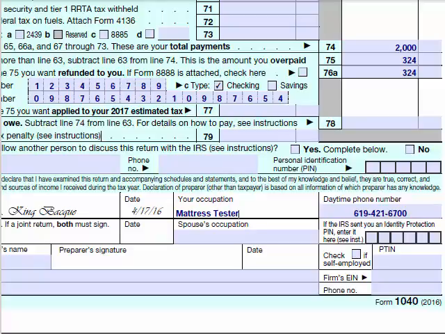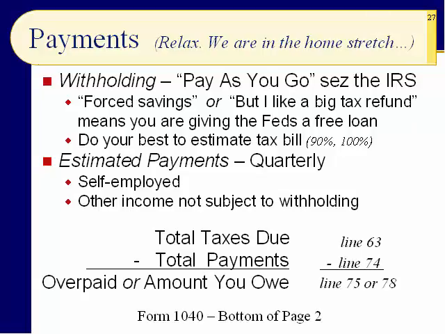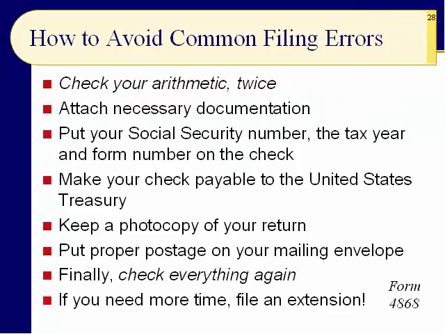So good for him. So let's go back to the presentation because we're almost done. Slide 28. How do you avoid common filing errors? Well, the IRS says that most errors are simply arithmetic. You don't sum up the numbers correctly, or you add when you should have subtracted, and the like. So check your arithmetic, attach the necessary documentation.